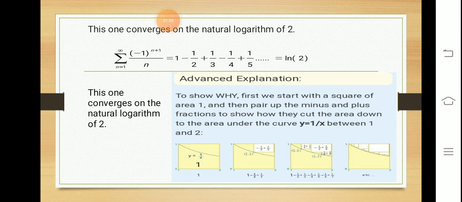Advanced explanation. To show why, first we start with a square of area 1 and then pair up the minus and plus fractions to show how they cut the area down to the area under the curve y equals 1 over x between 1 and 2. You can see in the illustration how it works.